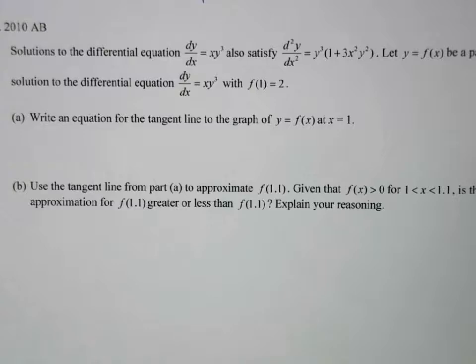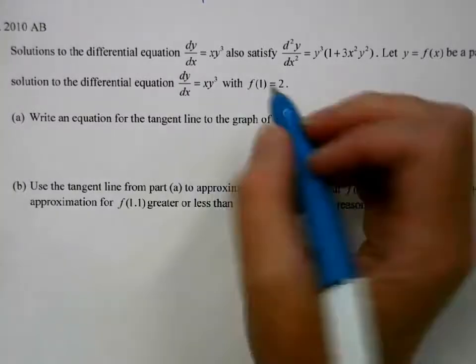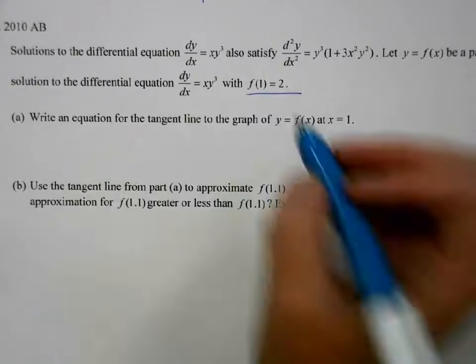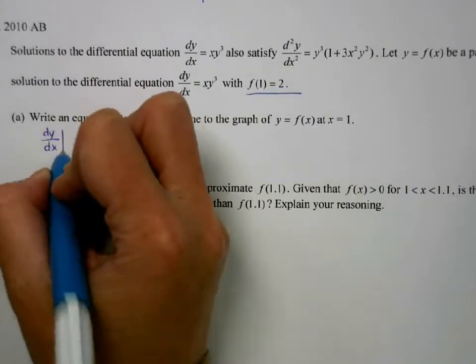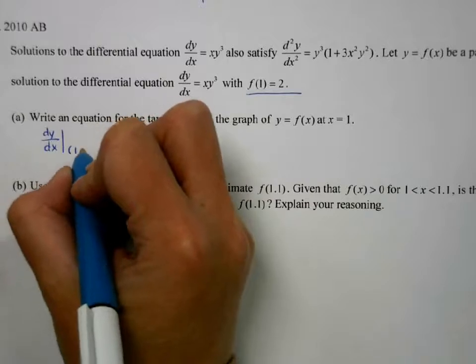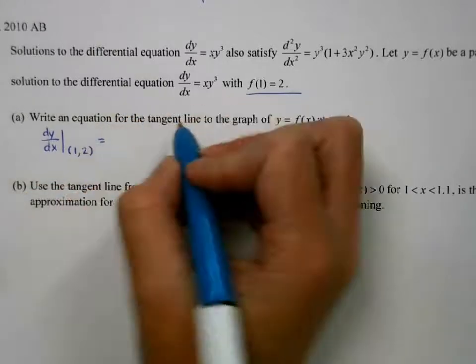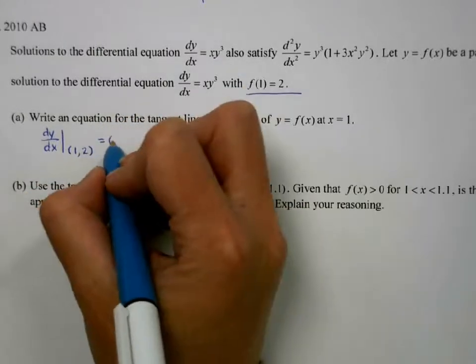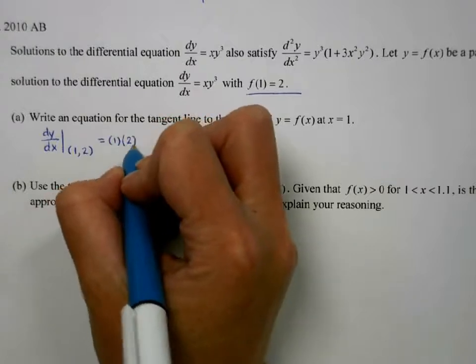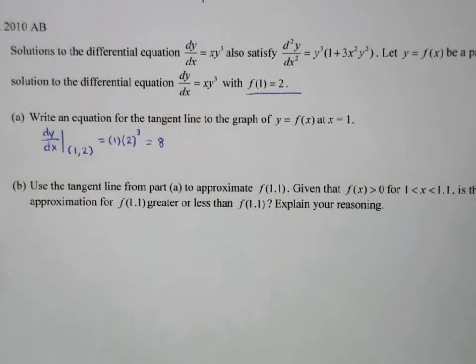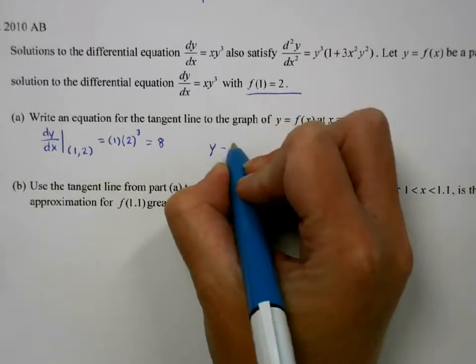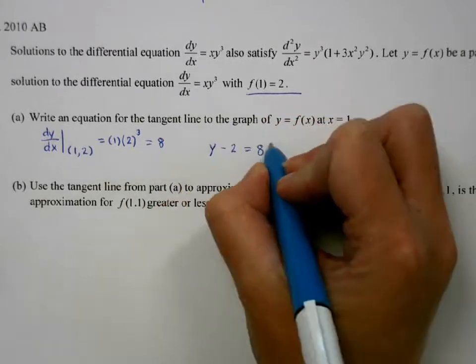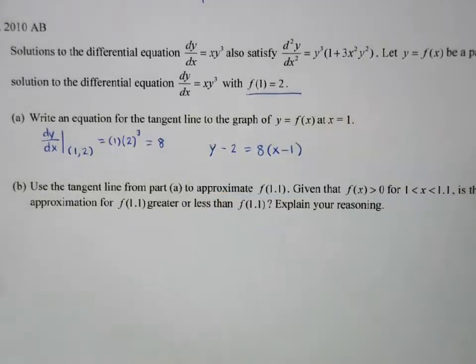Well, we already have our point is (1, 2). Our slope is always dy/dx. So dy/dx evaluated at the point (1, 2) is going to be plugging it in here: 1 times 2 cubed, which is 8. So our tangent line is going to be y minus 2 equals 8 times (x minus 1). Part B, use the tangent line from part A to approximate f of 1.1.